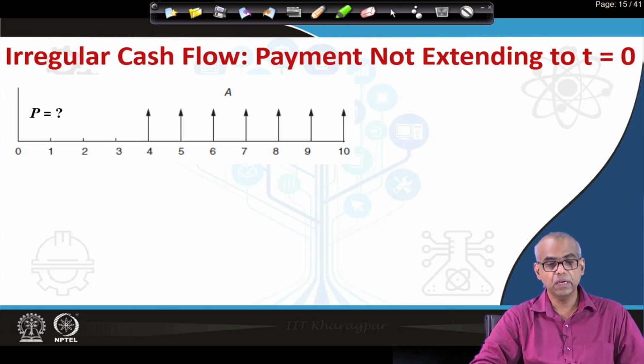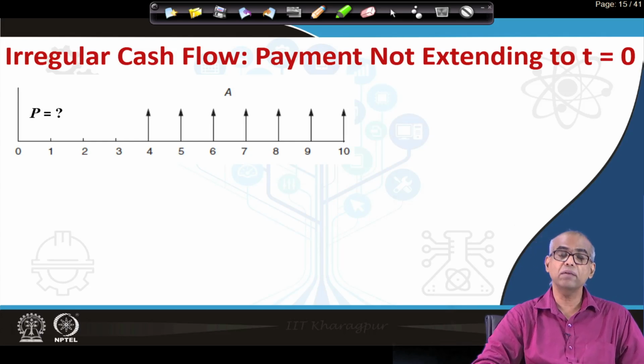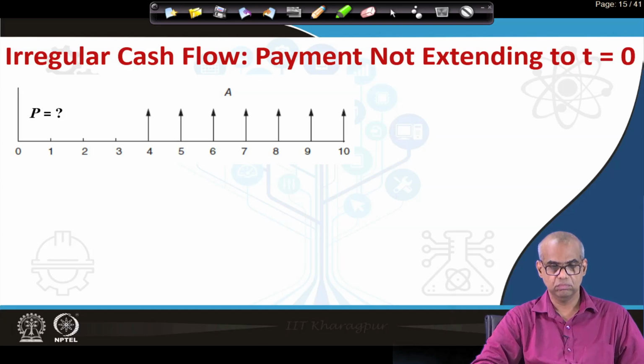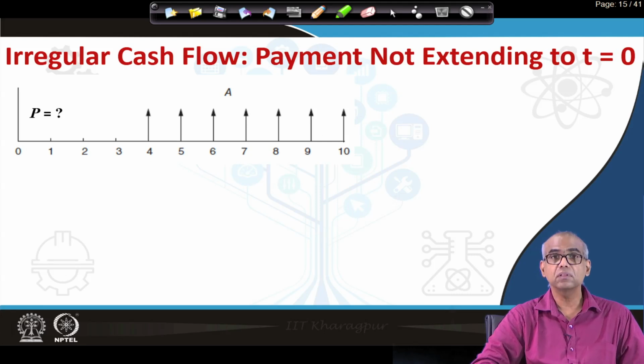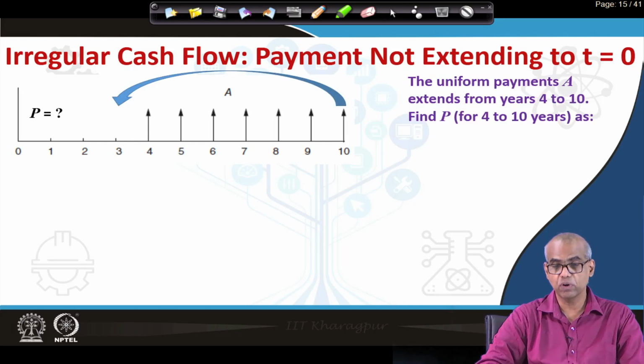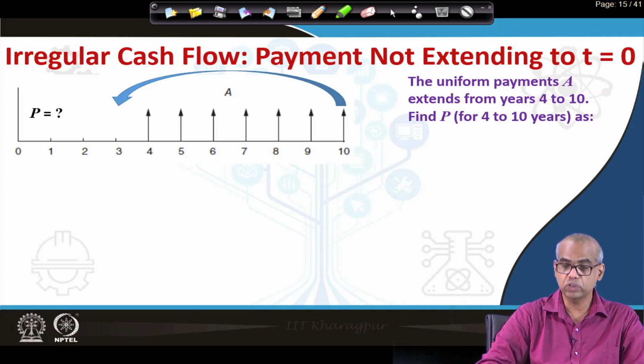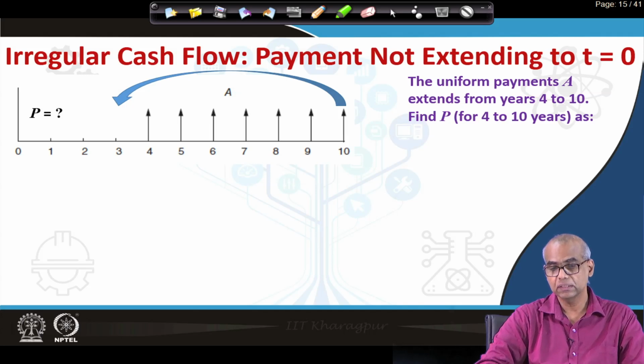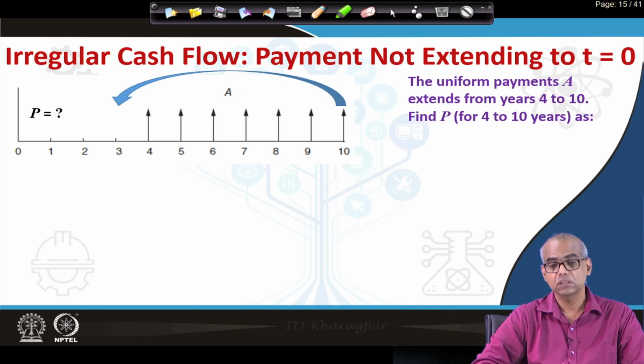The third type of irregular cash flow diagram is where payment does not extend to time t equal to 0. Note, in this cash flow diagram, the payment is over year 4 to year 10. So, how will you handle such a cash flow diagram? The uniform payment A extends from years 4 to 10. So, you have to find P first for year 4 to 10.